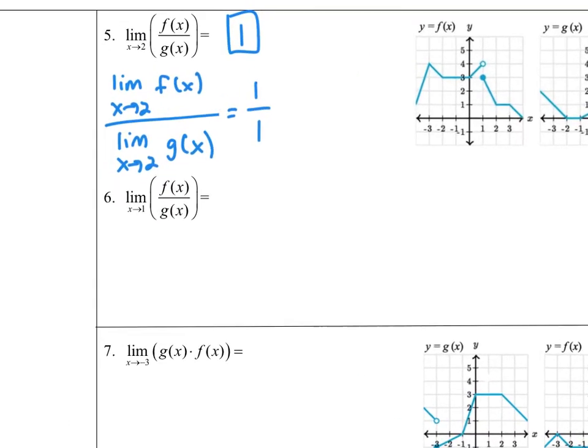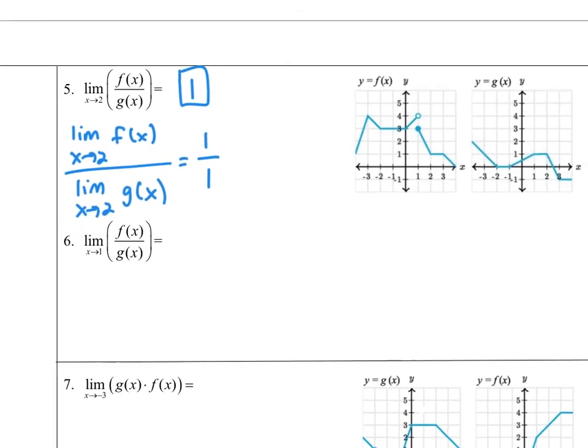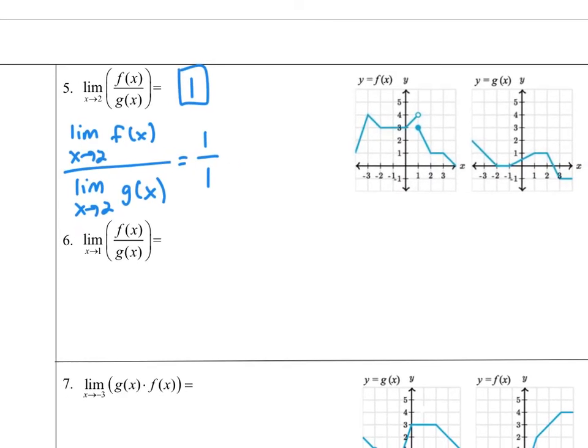If I try to do in number 6 what I did in number 5, and just do the limit of the numerator and denominator separately, what I find is as I approach 1 of f of x, because I'm heading toward 2 different y values, I'm heading for a 4 from the left and a 3 from the right, that limit does not exist. So if you get a does not exist limit, what I would say is go ahead and try the one-sided limits.